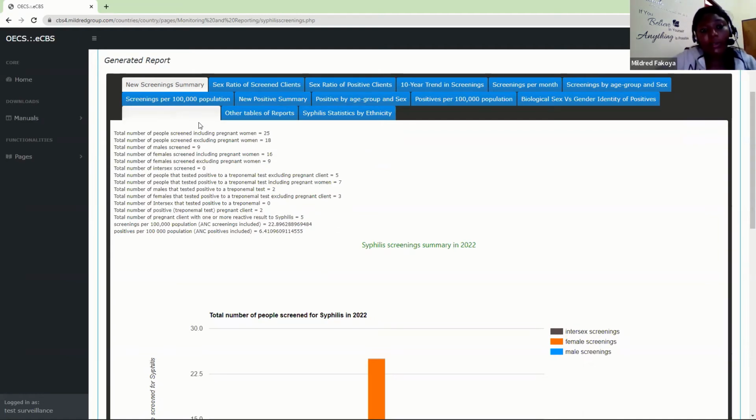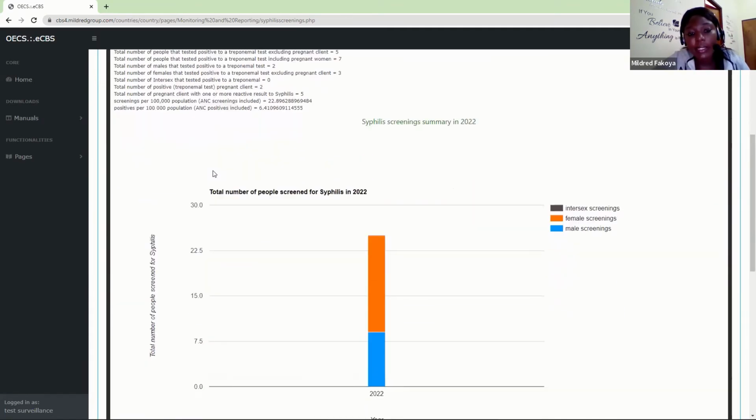So we have the number of people screened, including pregnant women, and excluding pregnant women, the number of males screened for syphilis, the number of females screened, including pregnant women, and the number of females positive, including pregnant, and the number of males positive, and the number of females positive, excluding pregnant women. Then we have this calculated. We have the screenings per 100,000 population with the ANC included, and the positives per 100,000 population calculated.